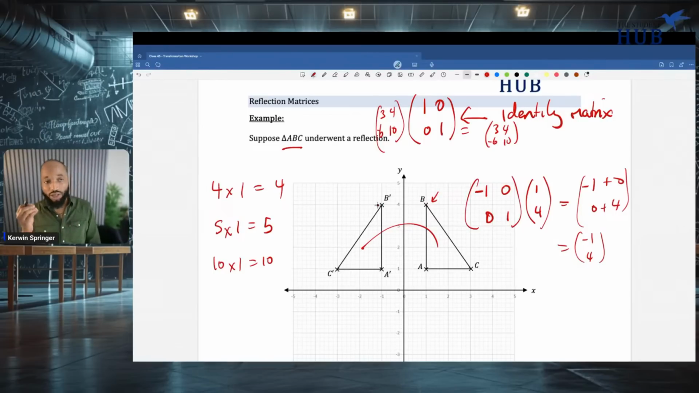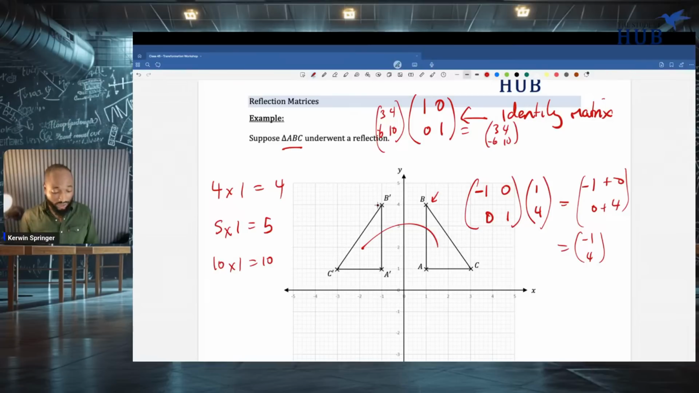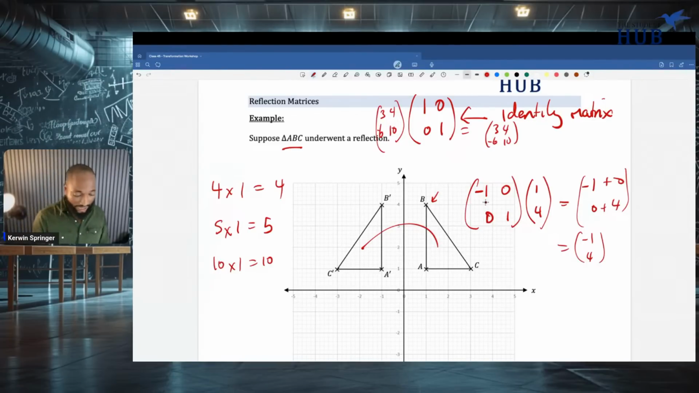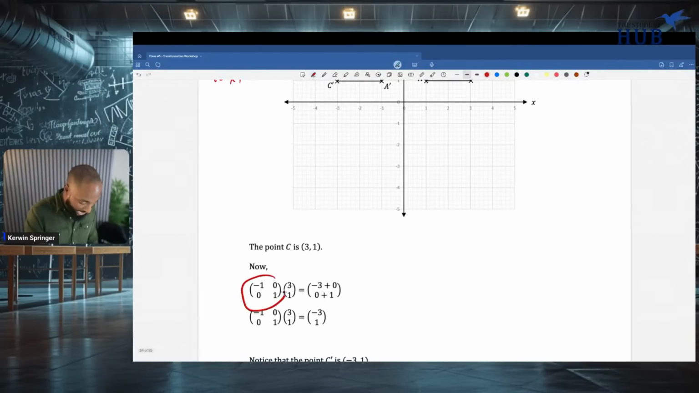That's how we use matrices to show reflections, rotations, or enlargements. We can spice up the identity matrix. So this is an example. See, he's staying there.